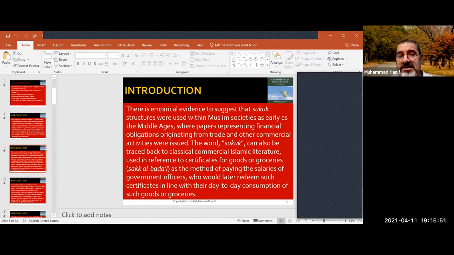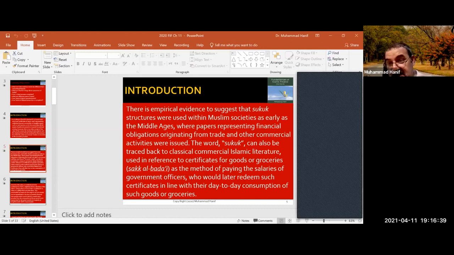There is empirical evidence to suggest that Sukuk structures were used within Muslim societies as early as the Middle Ages, where papers representing financial obligations originating from trade and other commercial activities were issued. The word Sukuk can also be traced back to classical commercial Islamic literature used in reference to certificates for goods or groceries. Sukuk al Badaya was a method of paying the salaries of government officers who would later redeem such certificates in line with their day-to-day consumption of such goods or groceries. So it's not something new that we made a modified form of, but it was there in Islamic societies centuries ago.